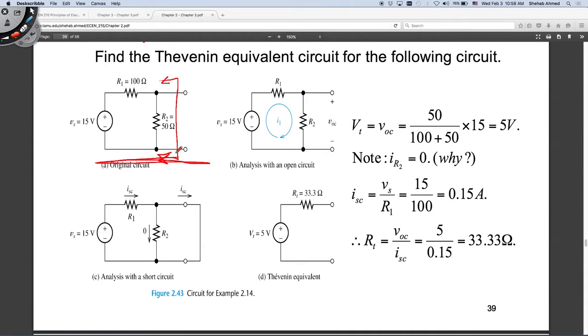The Thevenin equivalent circuit, I know how it looks. It looks like a voltage source with a resistor in series. I know that for a fact. But I don't know R Thevenin yet, and I don't know V Thevenin. The only way to find V Thevenin is to look at the open circuit voltage here.